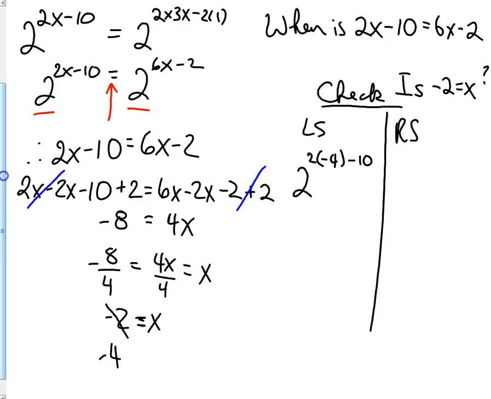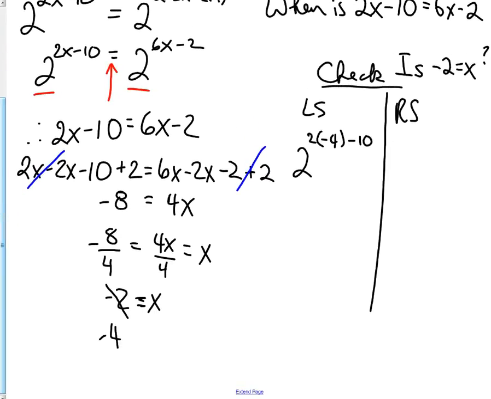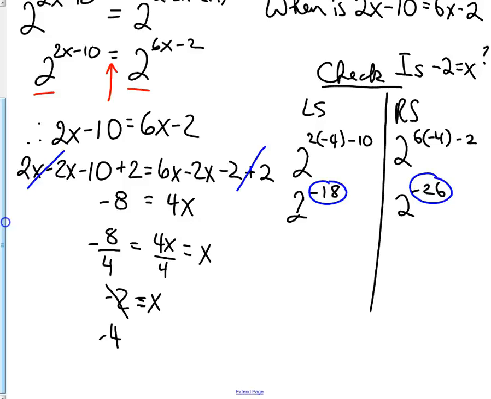And I can go to the simplified version of the left side, or I can go right back to the beginning. Okay, and I get 2 to the -8 subtract 10 is 2 to the -18. And the right side I'm working at 2 to the 6 times -4 subtract 2, and I'm getting 2 to the -26. Well, at that point I'd stop because I realize that -18 is not equal to -26. So I've done something wrong.